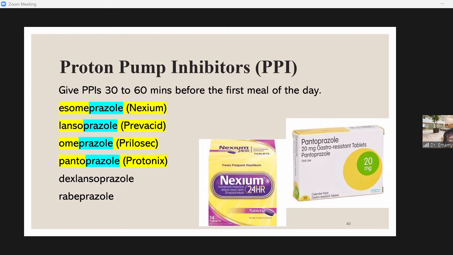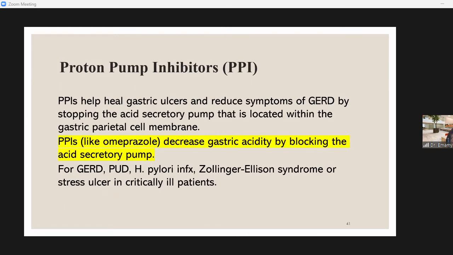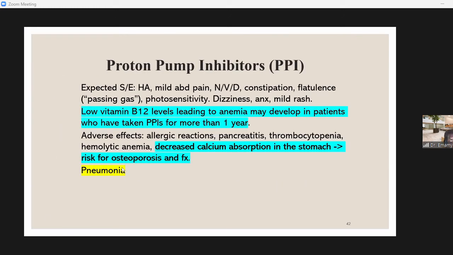Also, esomeprazole, pantoprazole, they block absorption of calcium. So patient may develop osteoporosis and increased risk for fracture. So proton pump inhibitors, they increase risk for pneumonia and they increase risk for osteoporosis and fracture because they interfere with absorption of calcium.